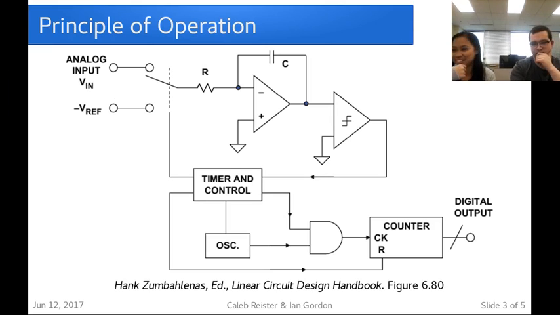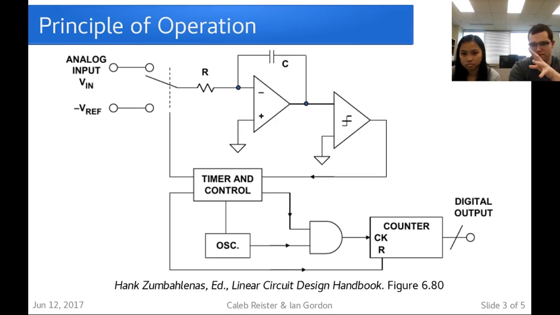So the basic principle. This shows the block diagram of the dual slope, and it shows that there's the integrator. The integrator generates two different ramps, one with the input voltage for a fixed amount of time, and another one with the reference voltage. The binary counter is initially reset to 0000. In our case, there's a fixed length timer.